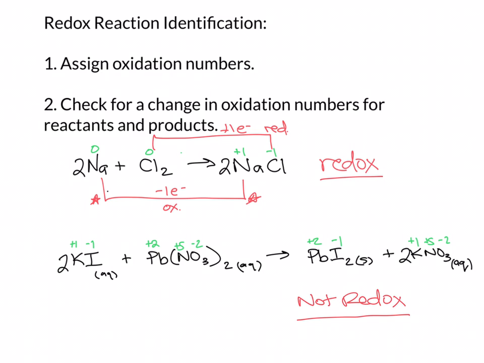So very simply, in order to identify a process as redox, you're going to assign those oxidation numbers, and then you are going to check for changes on species in the left-hand side versus the right-hand side to identify if redox has actually occurred.